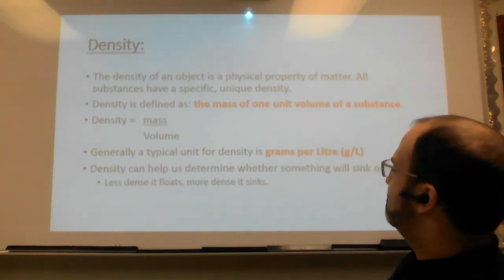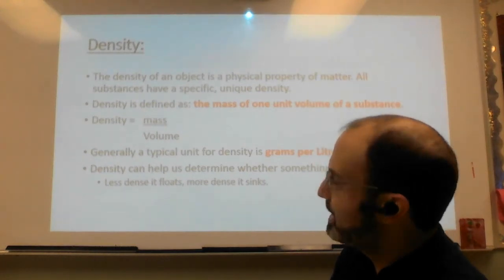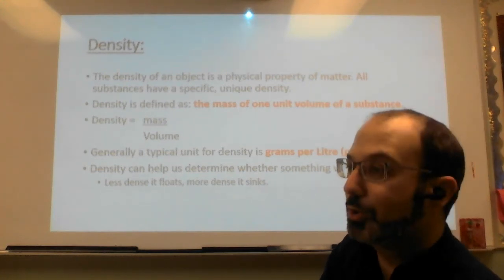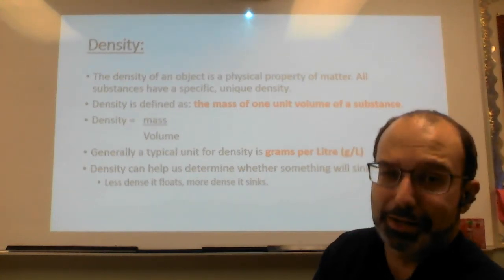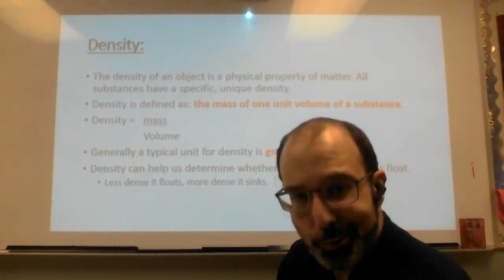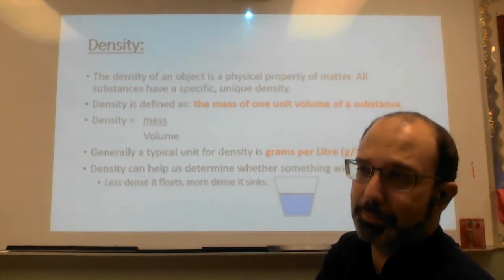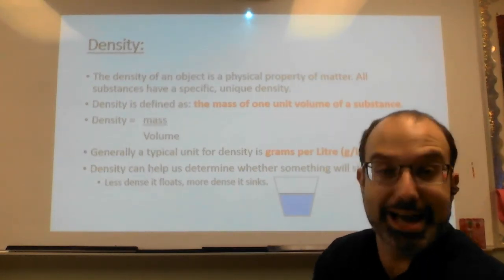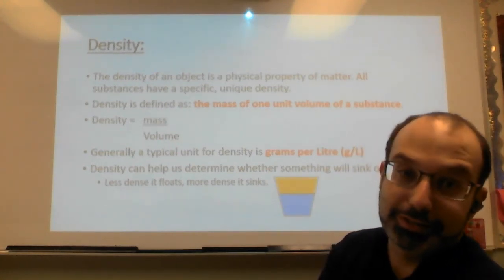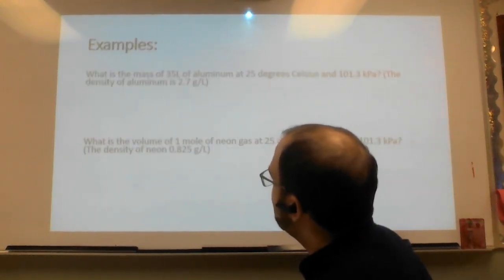Density can help us determine whether something will sink or float, because if it's less dense, it floats, and if it's more dense, it sinks. When I say less dense, I mean less dense than water. Water's got a density of 1. If I put water in the bottom of the glass, and I put something on top of the water that's got a density of half, it will float on top. Oil is a great example of this. Now, this is not a huge surprise.